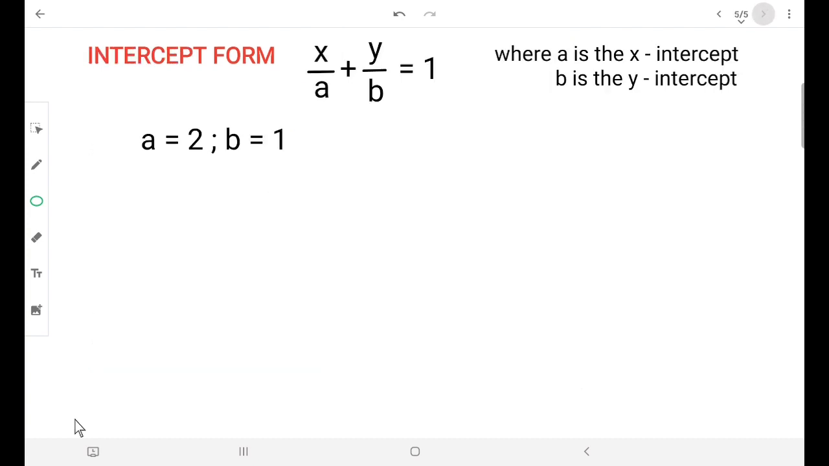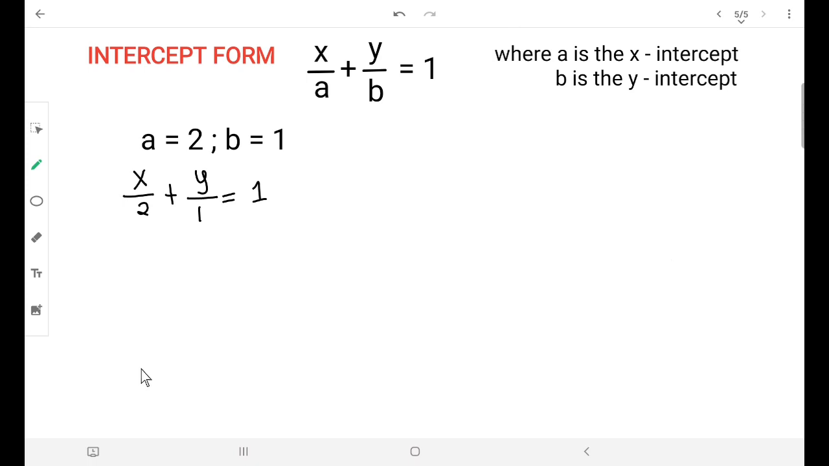So that's the 2-point form. Let's proceed with the intercept form. So intercept form is x over a plus y over b equals 1, where a is the x-intercept, b is the y-intercept. So in writing intercept form, we must have two intercepts given, x and y. So we have to substitute. So we have x over a, which is x over 2, plus y over 1 equals 1.